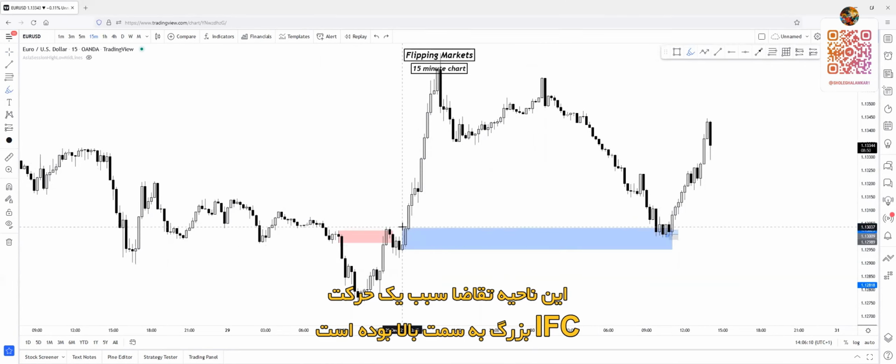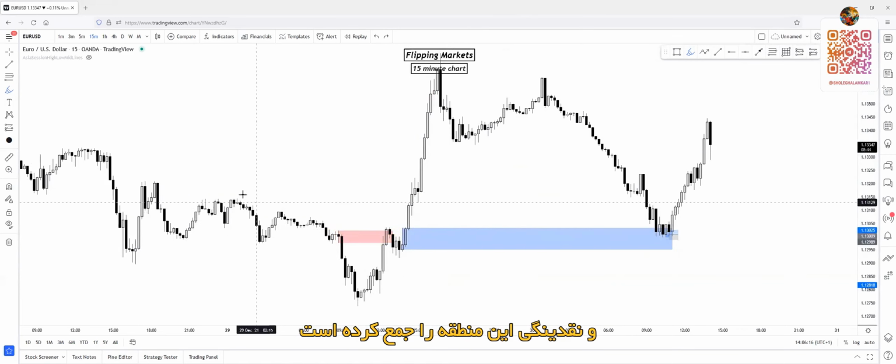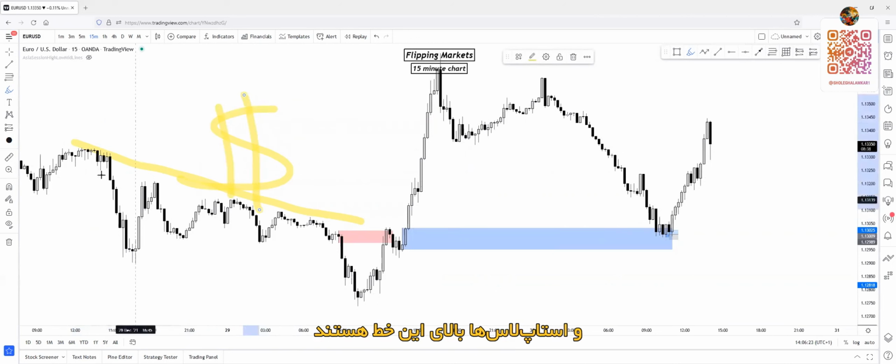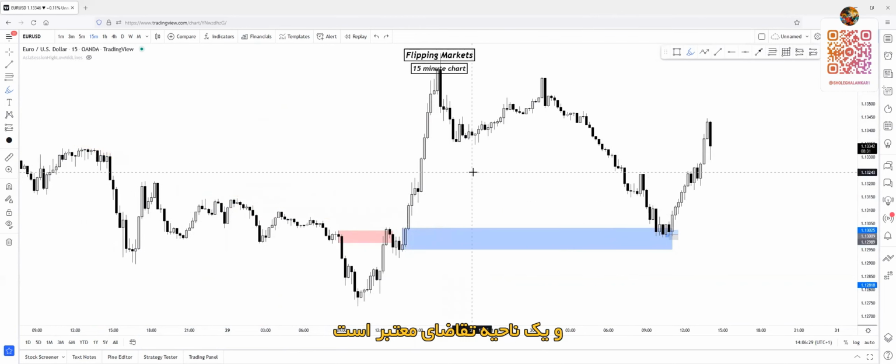So as you can see, this demand zone created a huge inefficient push to the upside that changed character here and broke to the supply zone. And actually, it swept liquidity from this region. So as you can see, there's a liquidity trend line. Stop loss is just below this line. So this demand zone has all the three criteria again. So this is a really valid demand zone.